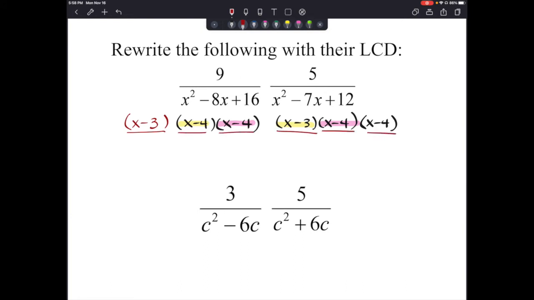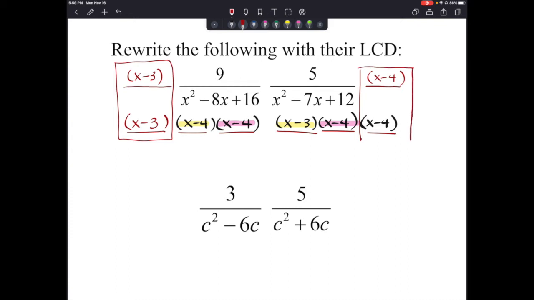Okay, now, remember, if we change the bottom by multiplying by an x minus 3, we're also going to have to change the top, right? We're going to have to multiply it by an x minus 3. And remember, this just has the same value as 1. On the right side, we multiplied the bottom by an x minus 4, so we're also going to have to multiply the top by an x minus 4. And you'll see here the same thing. x minus 4 over x minus 4 is really just 1. So we're not changing its value, just what it looks like.